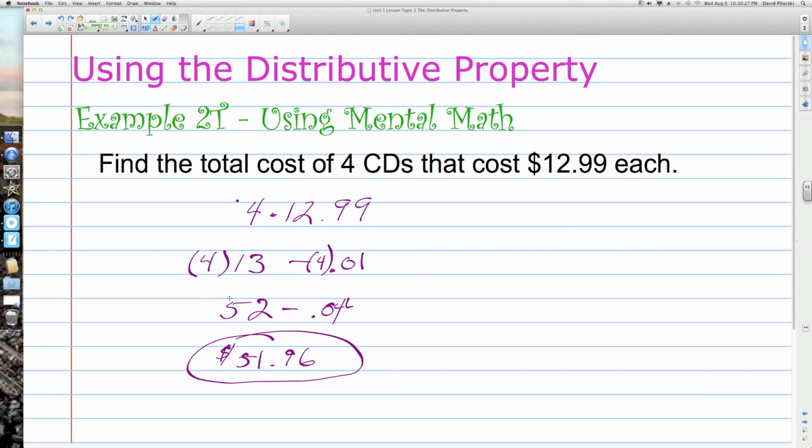Now this could be mental math if you can do that in your head. Instead of reaching for a calculator, you can impress your teacher or your parents or your grandma or your grandfather by doing something in your head.